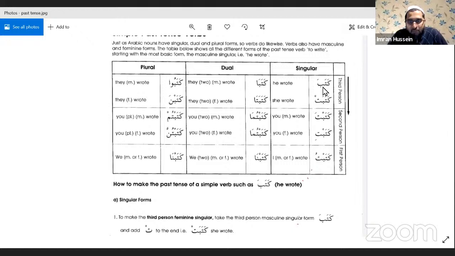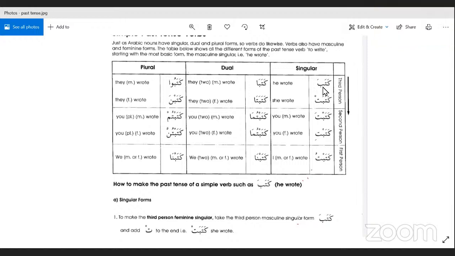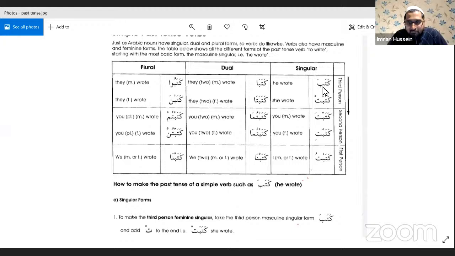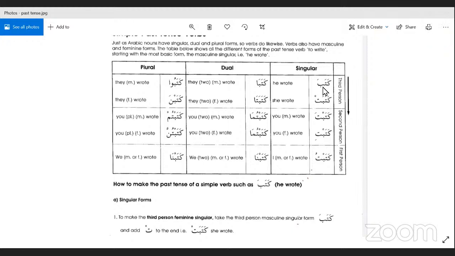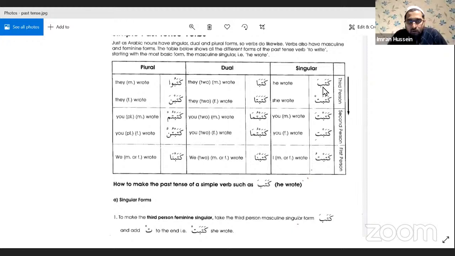So can I pick and choose now from the verbs? You ready for it? Brilliant. How do you say I entered? I entered, so it's dakhaltu. How do you say she entered? Dakhalat. How do you say they all females entered? Dakhalna. Excellent. They all boys entered.